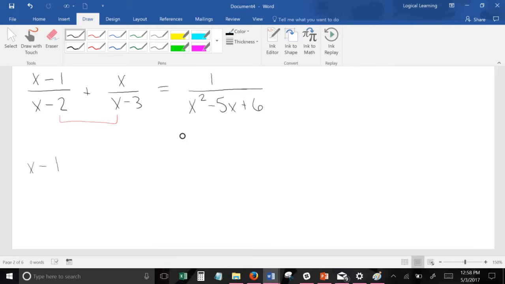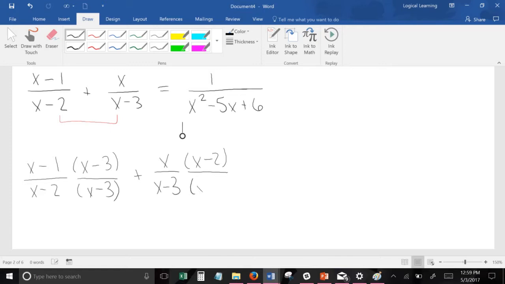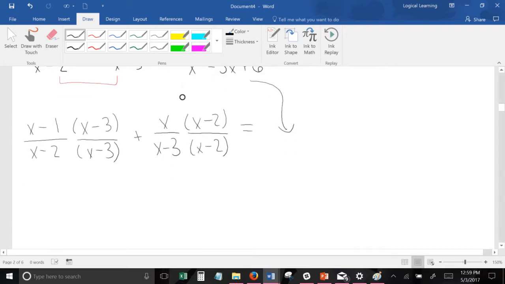So x minus 1 over x minus 2, we're going to multiply by x minus 3 over x minus 3. Remember, anything over itself is just 1, so we're multiplying by 1, and while it's going to look a lot different because we have all these x's, it really is going to be the exact same thing. We're going to do the same to this one. We need this to have x minus 2 in the denominator, so we can add it. So we're going to multiply it by x minus 2 over x minus 2, and the right-hand side will be the same.